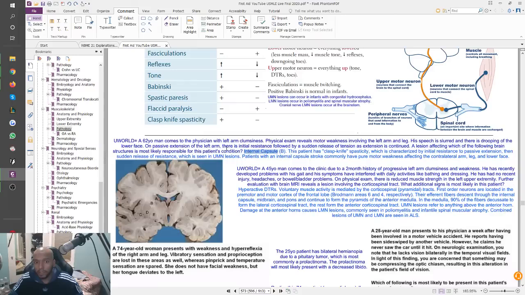Right, on passive extension, there's initial resistance, then sudden release, which is known as a clasp knife. Clasp knife has a sudden release. It's usually closed and then it just clicks open very suddenly, not slowly and nicely. So clasp knife spasticity, all of these things were a sign of internal capsule B, right?